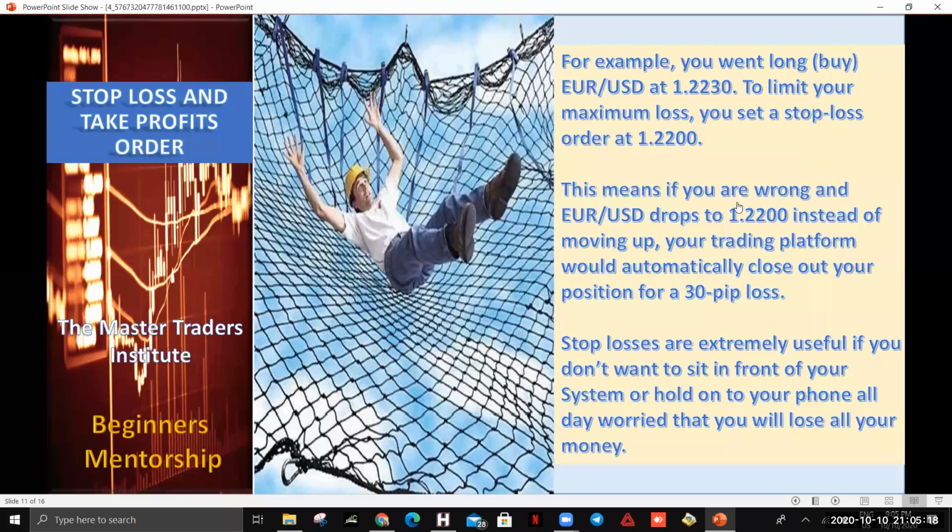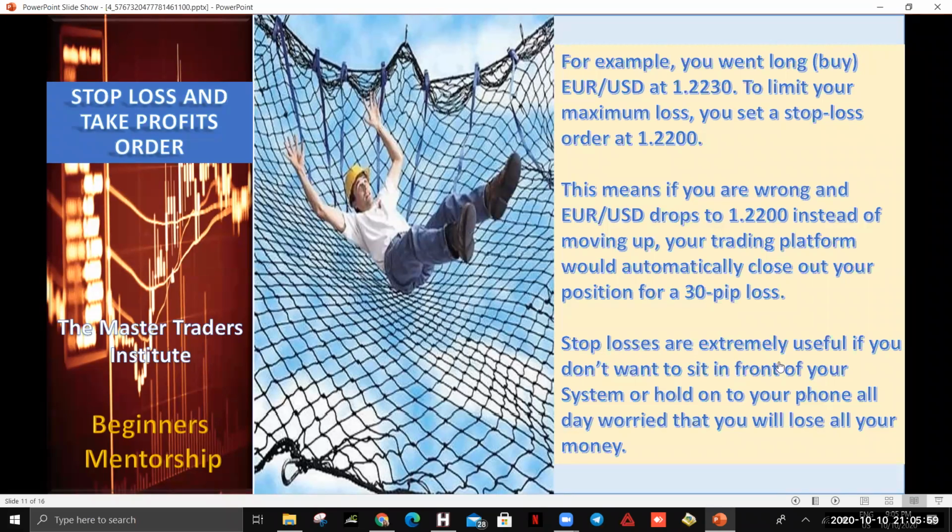So this means if you are wrong and EUR/USD drops to 1.2200 instead of moving up, your trading platform would automatically close out and your position will lose 30 pips. So you're going to lose just 30 pips. If you're using 0.01, what you're going to lose is $3. If you're using 0.10, what you're going to lose is what? $30. If you're using one standard, what you're going to lose is $3,000. So I need you to have that in your mind. $3,000, $30, $3. Which among these, if you lose, will not affect your equity? That's the kind of lot size you're going to use when you're trading in the market.